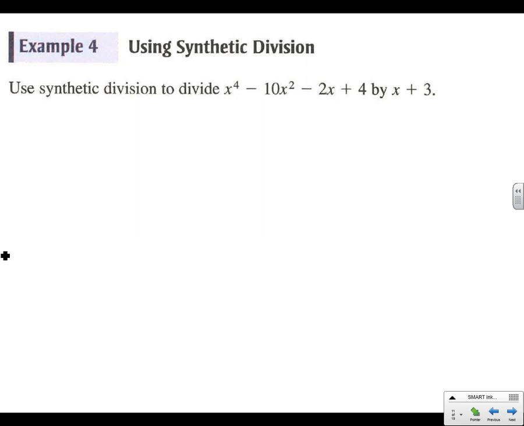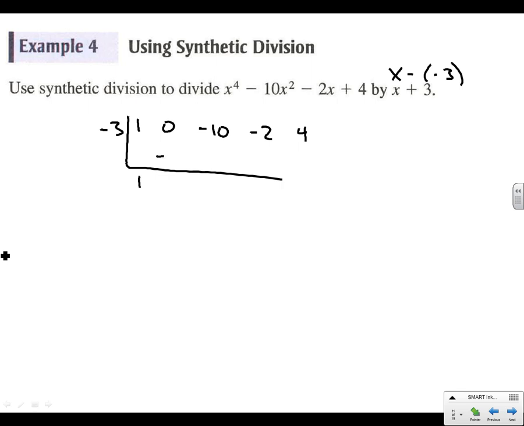So let's try this. x plus 3, so that's really x minus negative 3. So negative 3 is our number on the outside. Let's grab some coefficients. 1x to the 4th, 0x cubed, don't be tripped up there, need a placeholder. Minus 10, minus 2, positive 4, drop the 1. And here we begin. We're going to multiply diagonally. Negative 3 times 1 is negative 3.